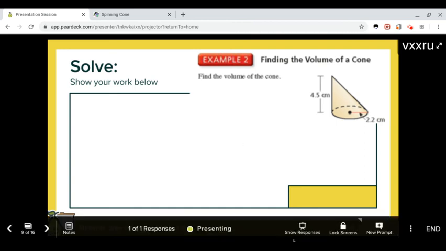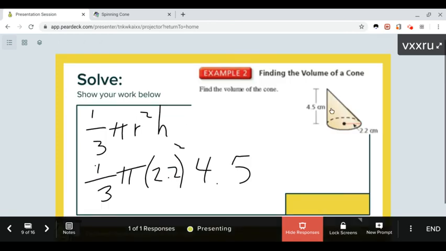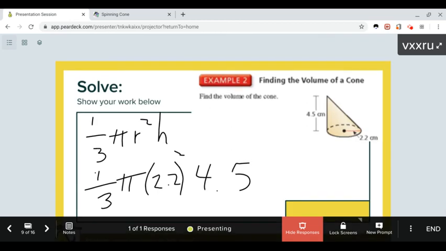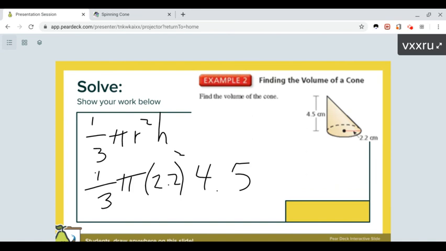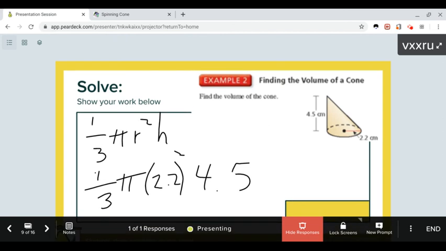Okay, and so let me show you what I have so far. I pretty much just wrote the formula, 1/3 pi r squared h. I substitute everything in there. And then this, as a teacher, it gives me an idea. Even if they didn't give the exact answer, it shows me how they're doing and what they're thinking when they are solving this process or this problem. So I really enjoy this part.